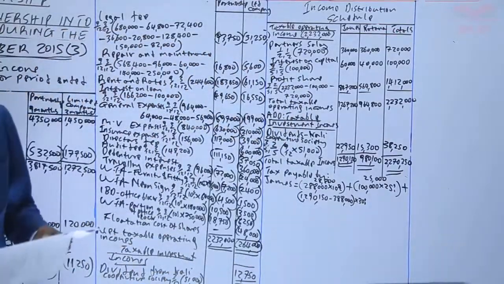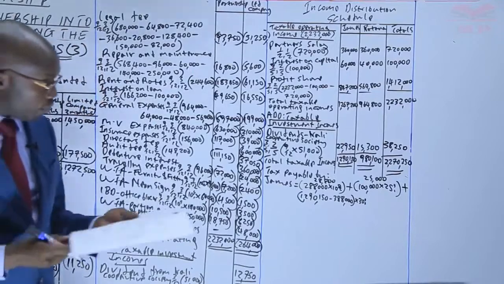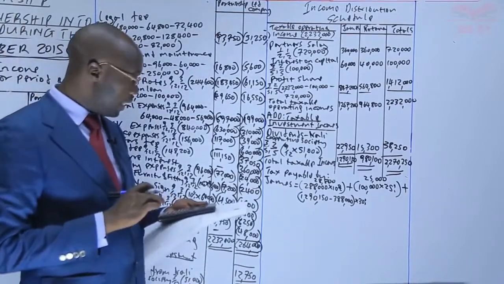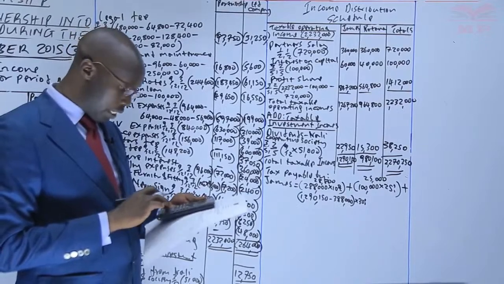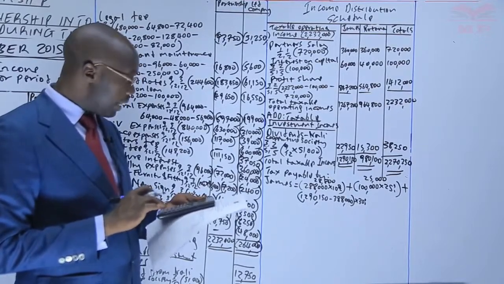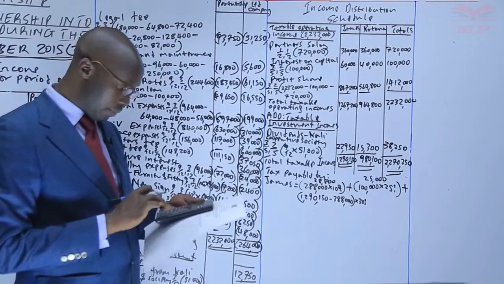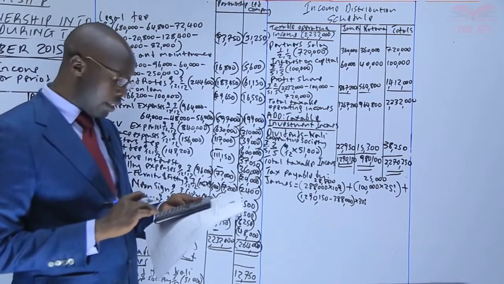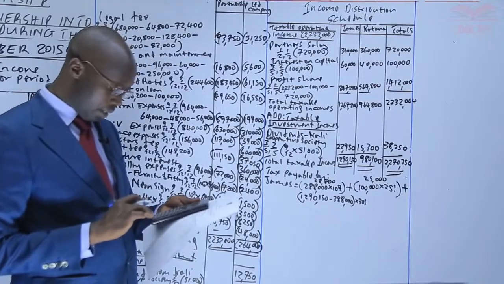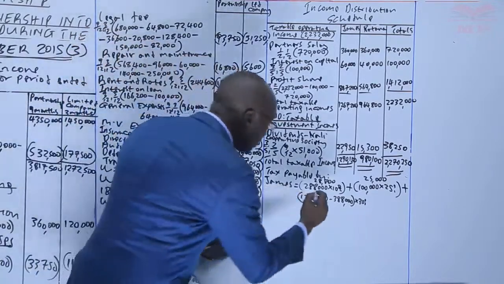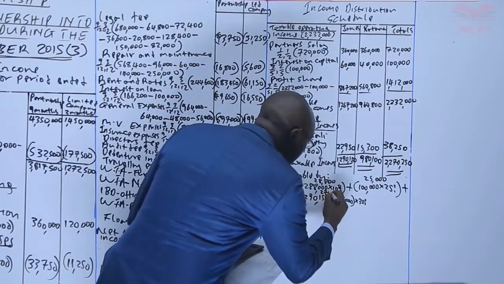So, and then we need to compute that, which is going to be the 1,290,150, and then we minus 388,000. That gives you 902,150. So we tax at the rate of 30%. That gives you 270,645.